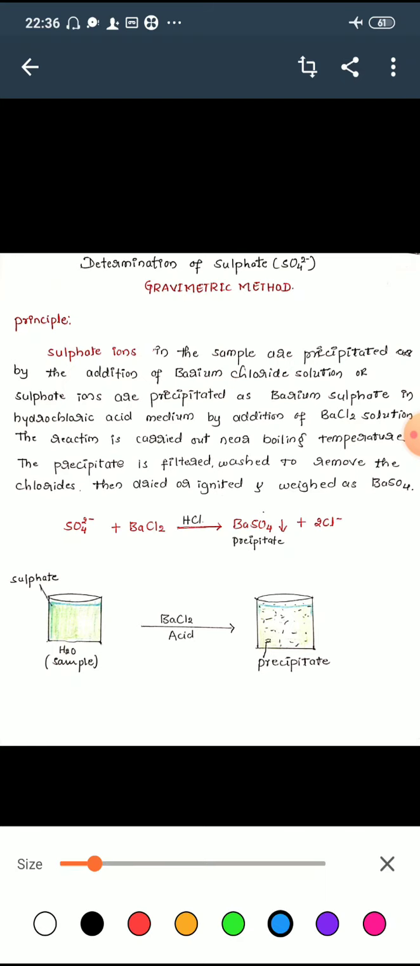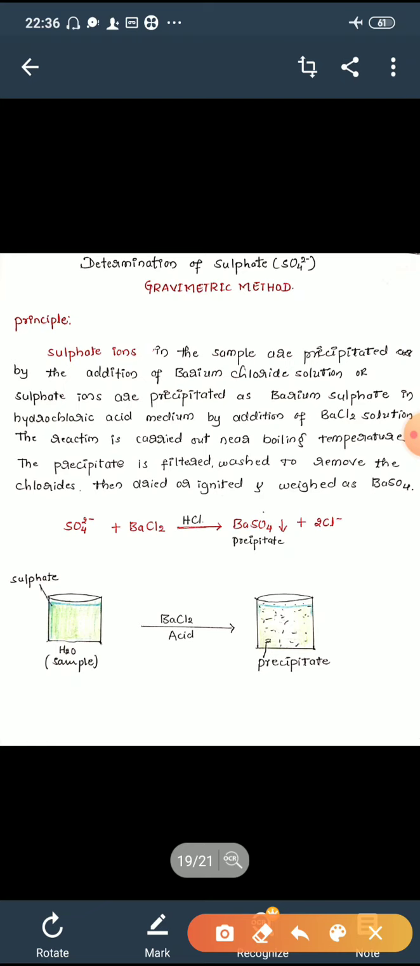So let us see the principle. The sulfate ions in the sample are precipitated by addition of the barium chloride solution. That is, the sulfate ions are precipitated as barium sulfate in the presence of acid media by adding the barium chloride solution. The reaction has to be carried out at nearly boiling temperature, and the precipitate we get has to be filtered, washed to remove chloride ions, and then ignited, dried, and finally weighed. The final product will be barium sulfate.